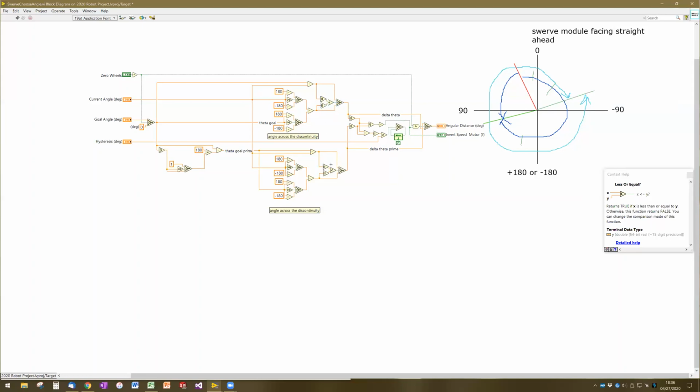The only added thing is that, based off of whether we pick the goal angle or the opposite of the goal angle, we also need to trigger whether or not to invert the drive speed so that the wheel will go the opposite direction. Does anyone have any questions on that portion or on inverting the drive speed?